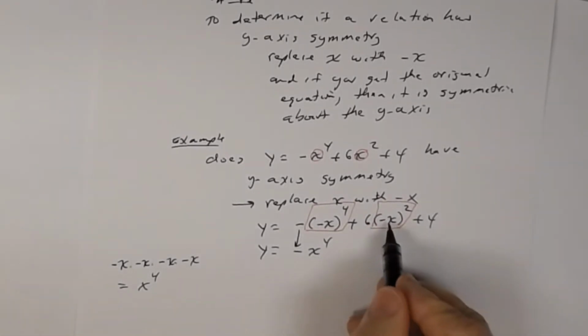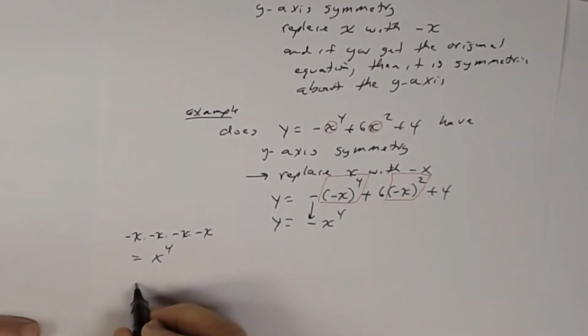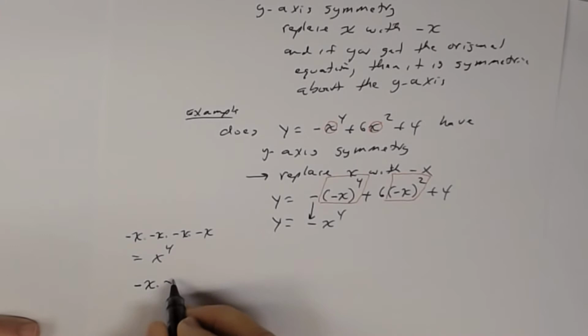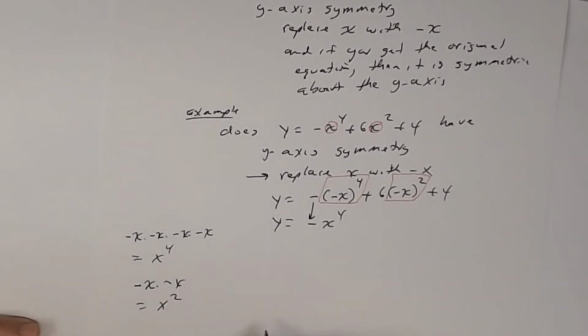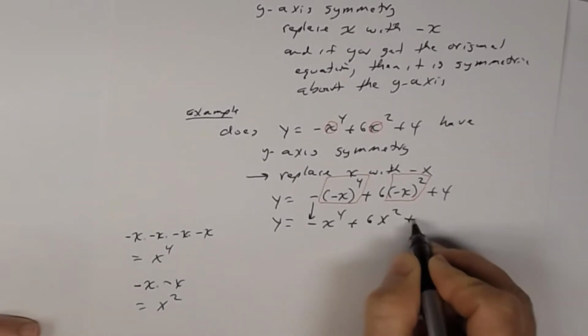So let's think about negative x squared. Remember, negative x squared, I'm going to go ahead and write it here, means negative x times negative x, which is a positive x squared. A negative times a negative is a positive. So this becomes plus 6x squared, and then plus 4.